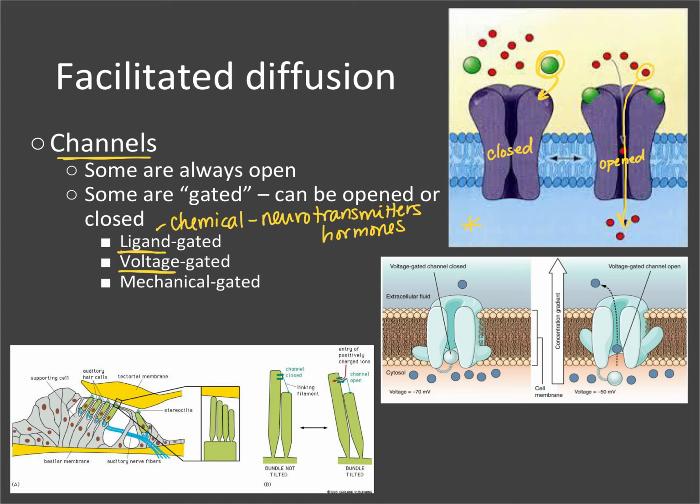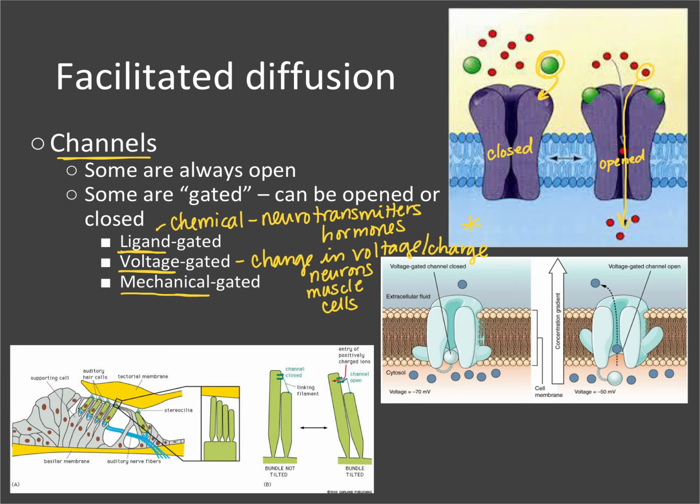In voltage gated channels, there's going to be a change in voltage or a change in charge that opens or closes one of these channels. And we also see this in things like neurons and in muscle cells. So these are how neurons and muscle cells transmit the information needed in order to either communicate if it's a neuron or to contract if it's a muscle cell.